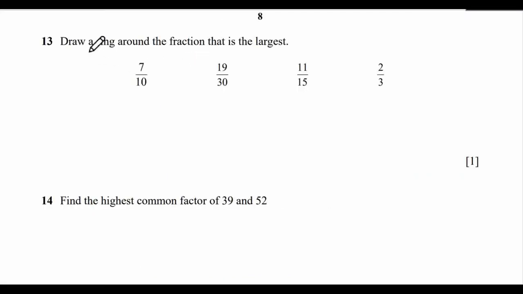Question 13 says, draw a ring around the fraction that is the largest. 7 over 10, 19 over 30, 11 over 15, or 2 over 3. 10 seconds.